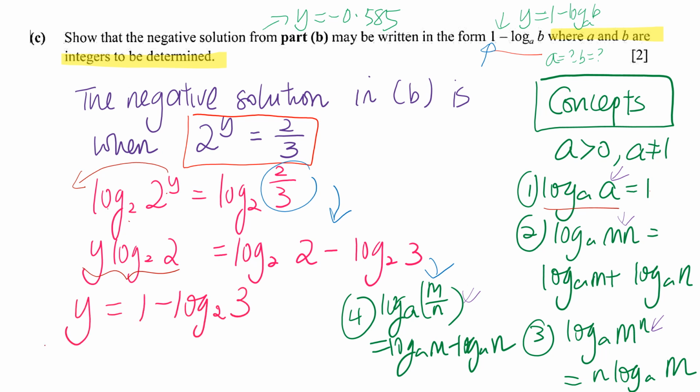And again also this is 1, right? And basically we are there already. It's just that we need to compare with 1 minus log b base a. And you see that the value for a is 2 and the value for b is 3.